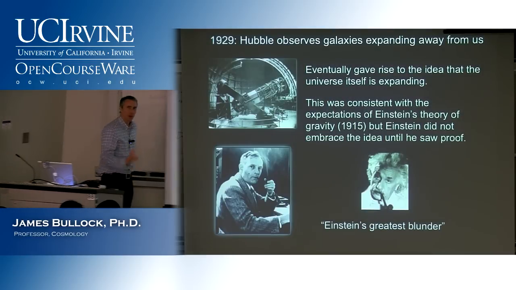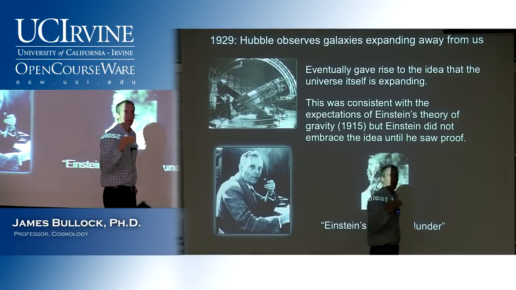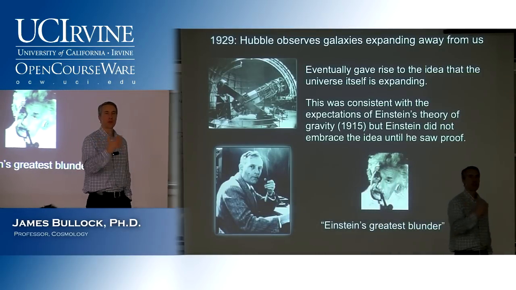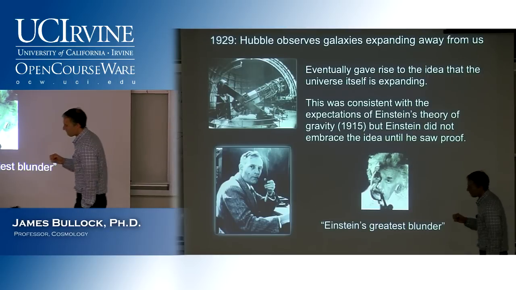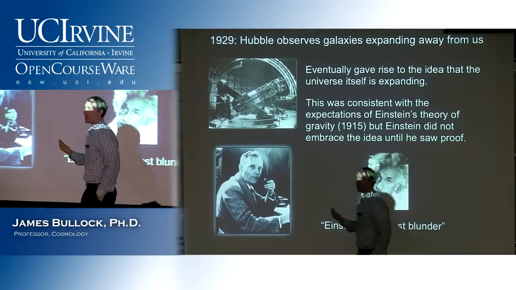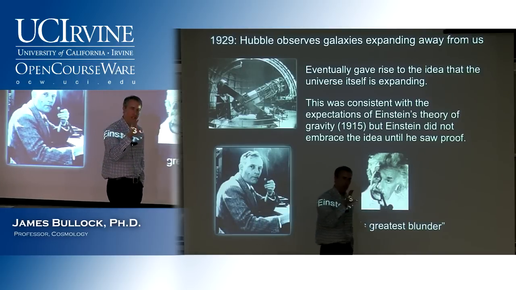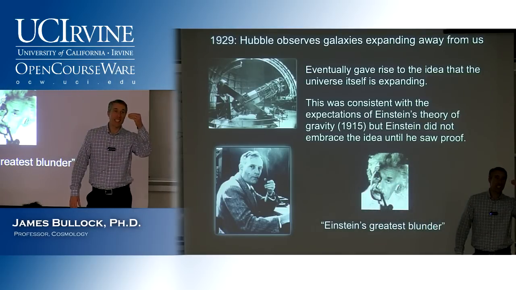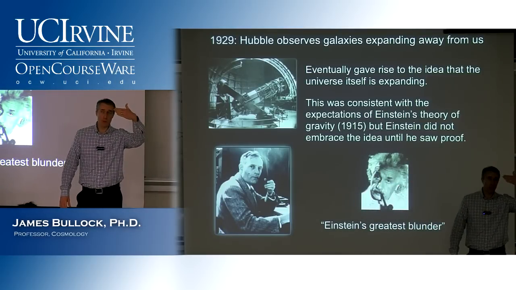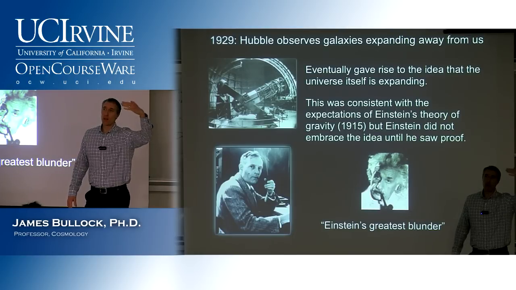So I'm going to give you a story. I'm going to talk to you a bit more in detail about what exactly happened. But after this series of observations that was put forth by Edwin Hubble and collaborators, eventually this gave rise to the idea that the universe itself is expanding. Okay? So what Hubble did is he measured the fact that galaxies are receding from us. That is, if you look at them, you can measure how fast they're moving away from us. And in fact, they were.